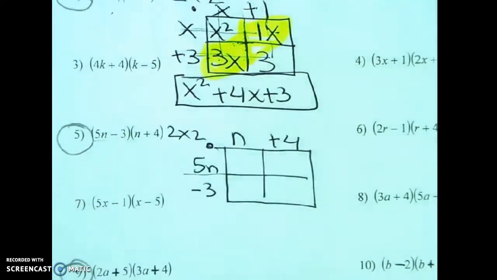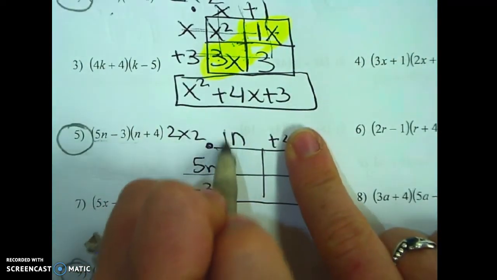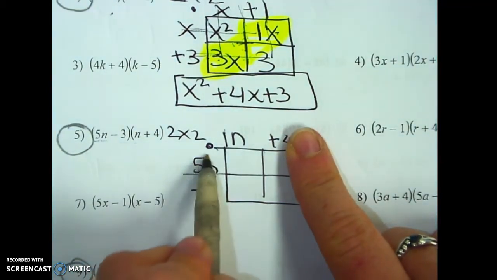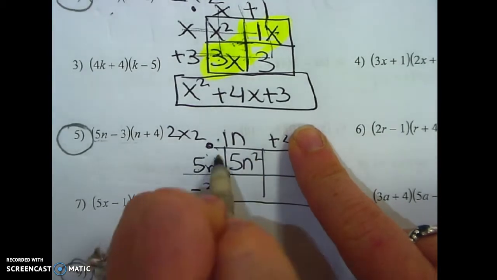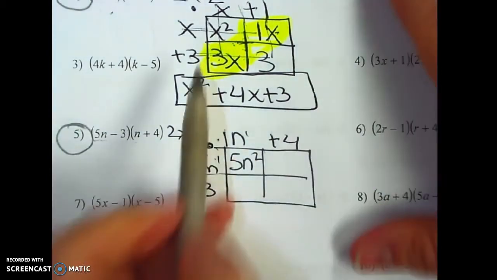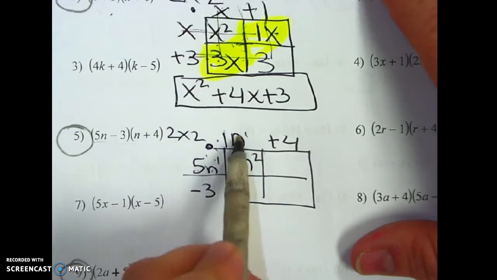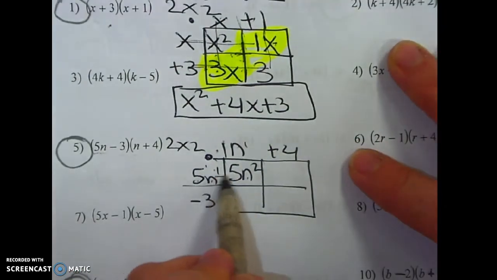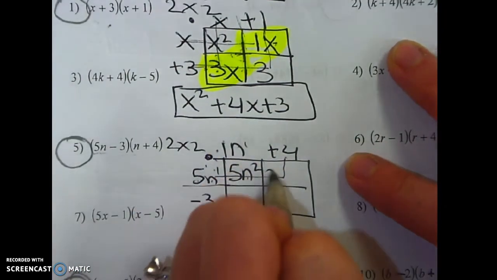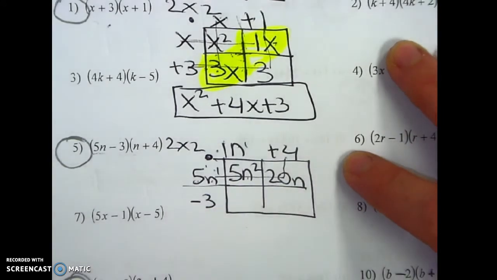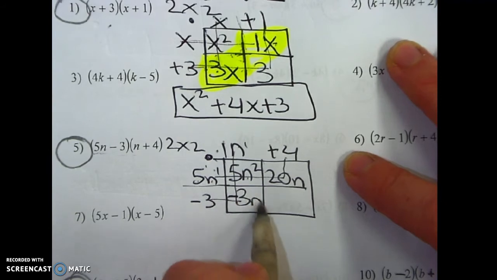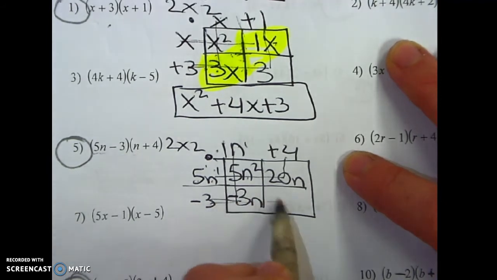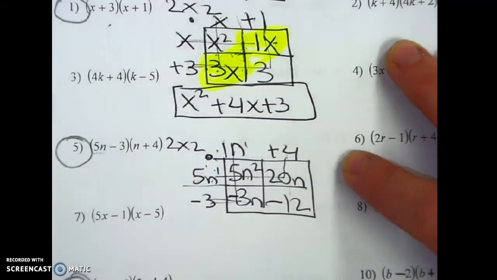I'm multiplying. When I multiply, there is an imaginary 1 here. 5 times 1 is 5. N times n is n squared, because you add the littles. Just like x times x is x squared, n times n is n squared. Now I'm going to go 5n times 4 is 20n. Negative 3 times 1n is negative 3n. And then negative 3 times 4 is negative 12.